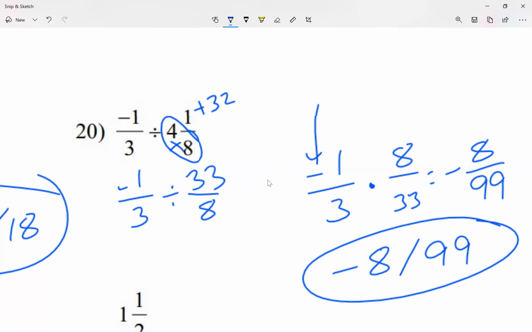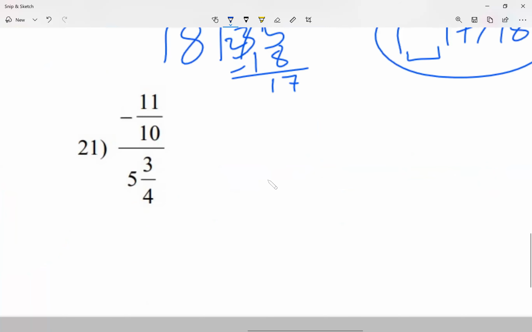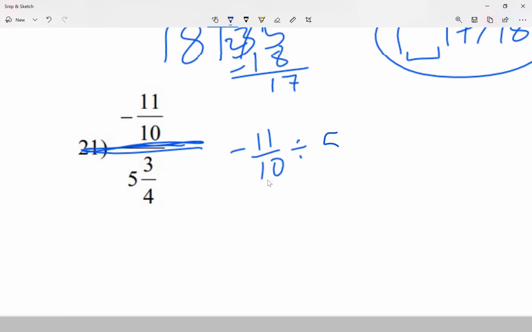Okay, let's take a look at number 21. Whoa, now this one looks like a fraction over another fraction. Remember yesterday, when we were dealing with dividing integers, I said another way I can write division is writing it as a fraction. So I'm going to go with the first fraction divided by the second fraction. It's not different if I would have gone -11 over 10 divided by 5 3/4. The same thing. I just wrote it a little bit different.